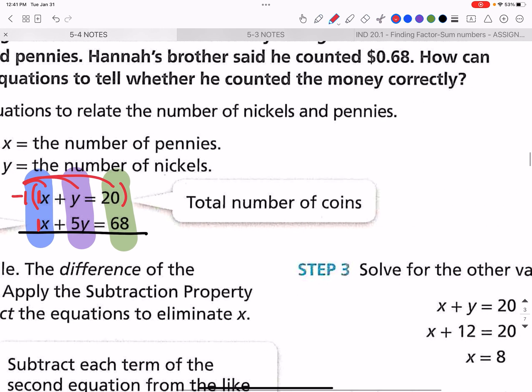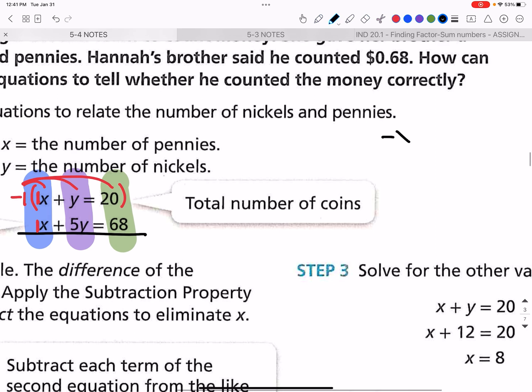So now, -1 times x is -x, and -1 times y is -1y, or just -y, it doesn't matter if you put the 1 or not. And then equal sign, and then -1 times 20 is -20. Now, I didn't do anything to this bottom equation, so I'm just going to rewrite it. It was x plus 5y equals 68.